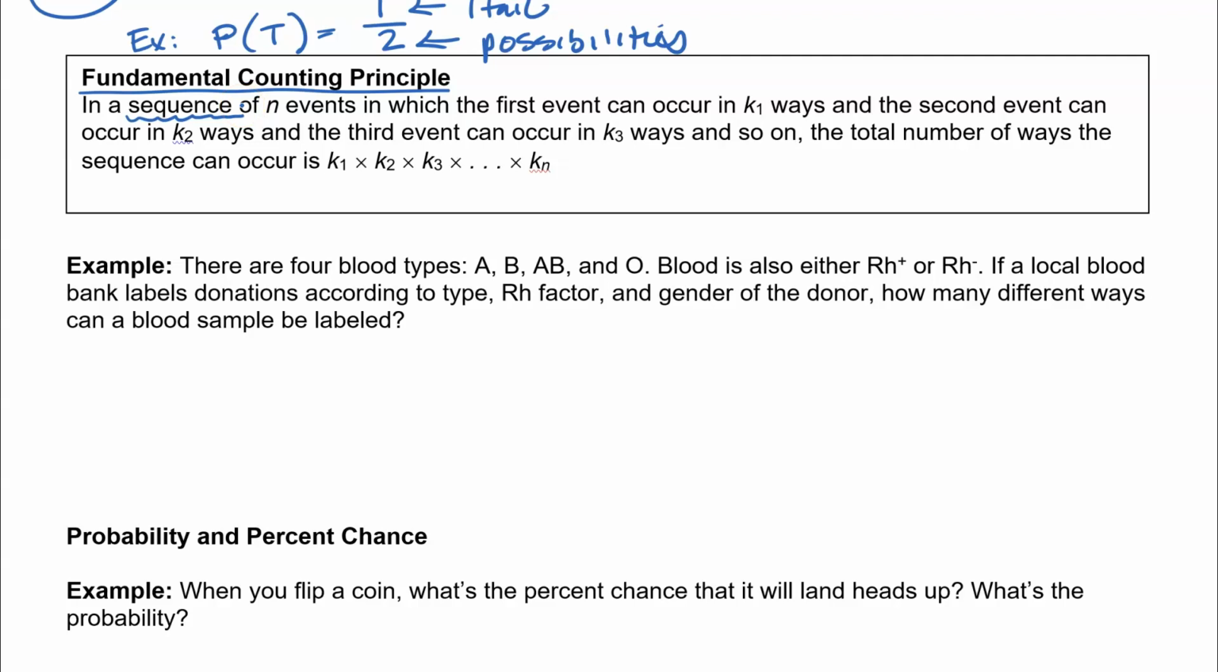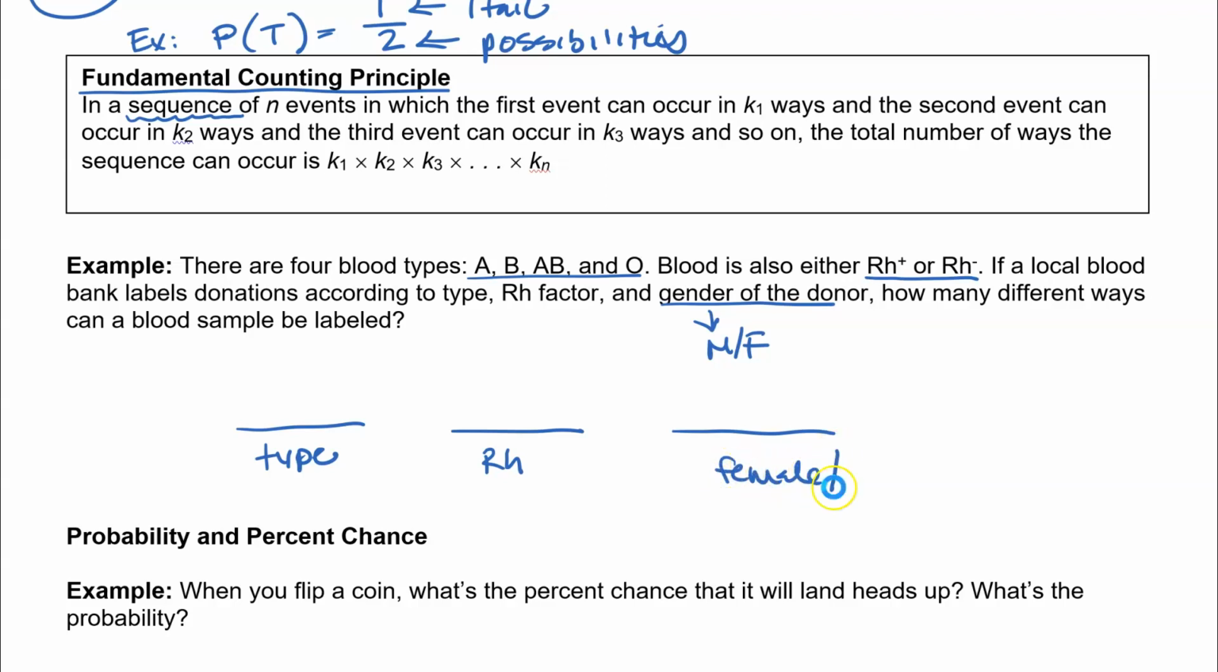So for example, let's take this example down here with blood types. So we have 4 different types of blood type. You can be Rh positive or Rh negative. They also label it as male or female. So there's 3 different ways that we can label blood type. So I'm just going to draw 3 different dashes, and I'm going to label them. This first one, we can label it with the type, we can label it with the Rh factor, and we can label it either as female or male.